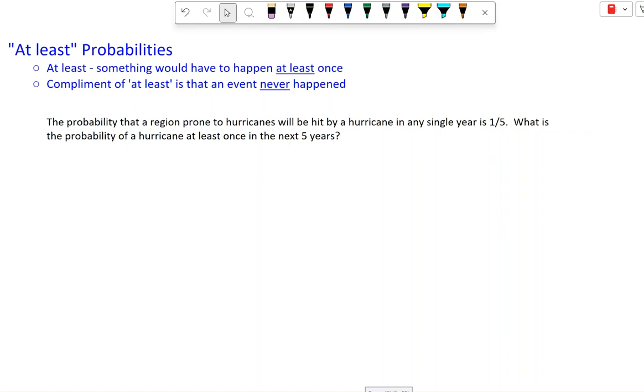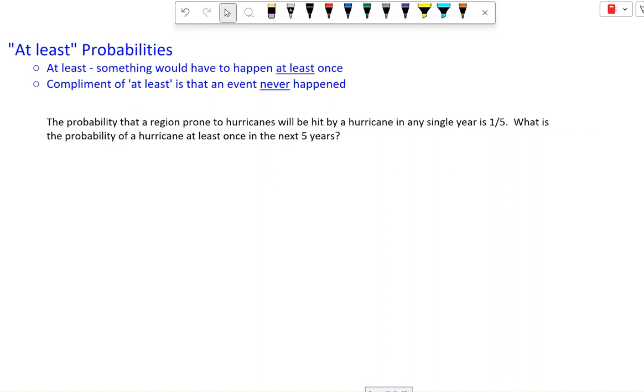In this set of probabilities, we're going to look at what's called "at least" probabilities. When I think about something happening at least once, that would mean it happens one or more times. The complement of an "at least" is that the event happens 0 times, or the event never happens. So let's look at an example here.